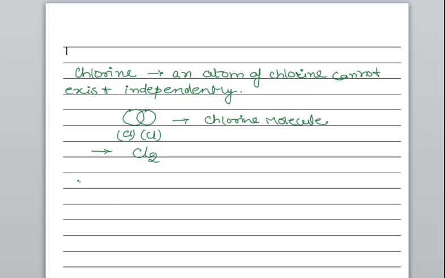Likewise, if I have to write the chemical formula of nitrogen, again an atom of nitrogen is unstable. That is, it cannot exist independently.